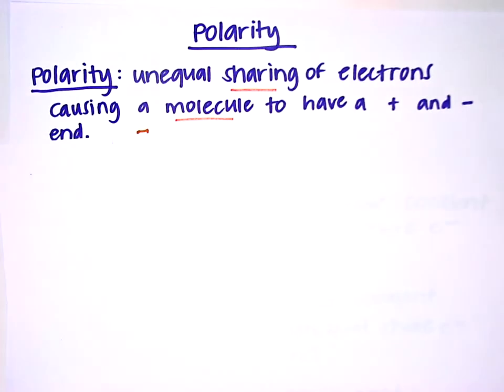If you think about those two words, the only type of bond that we've talked about that shares electrons is a covalent bond, which is also known as true molecules. So when we're talking about polarity, we will be talking about our covalent bonded substances.